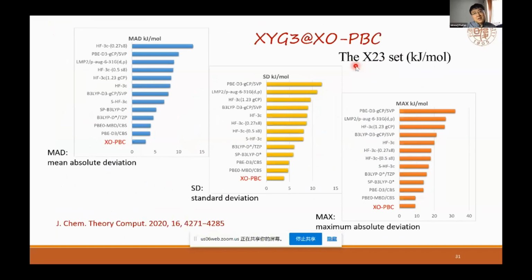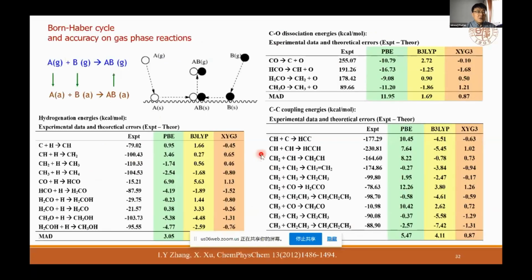And this is a set of 23 molecular crystals, and this is a comparison to all the other methods in the literature. You can see that the XYG3 and XO-PBC can lead to the smallest mean absolute deviation, and also the smallest standard deviation, and smallest maximum absolute deviation.